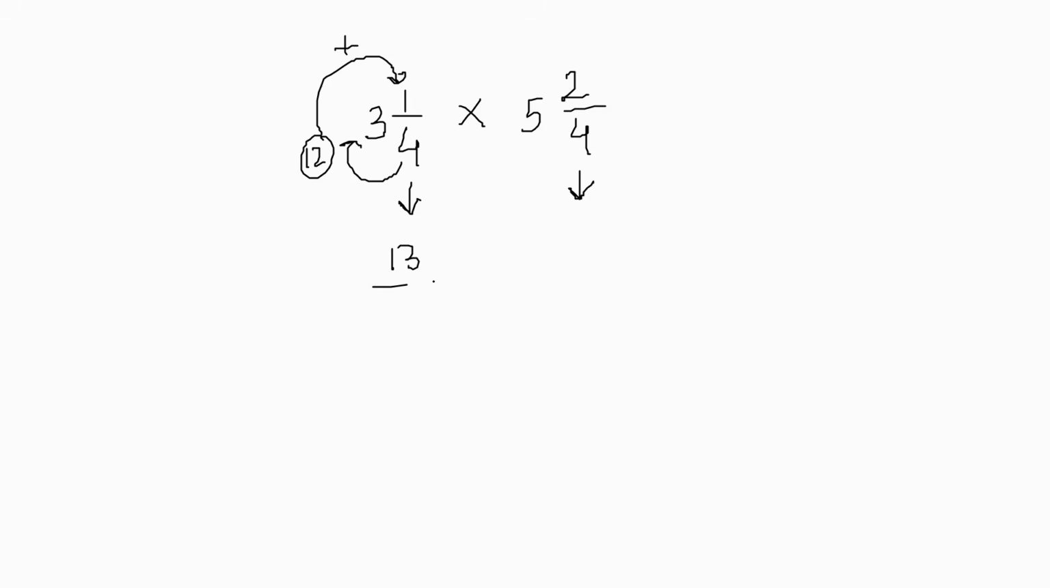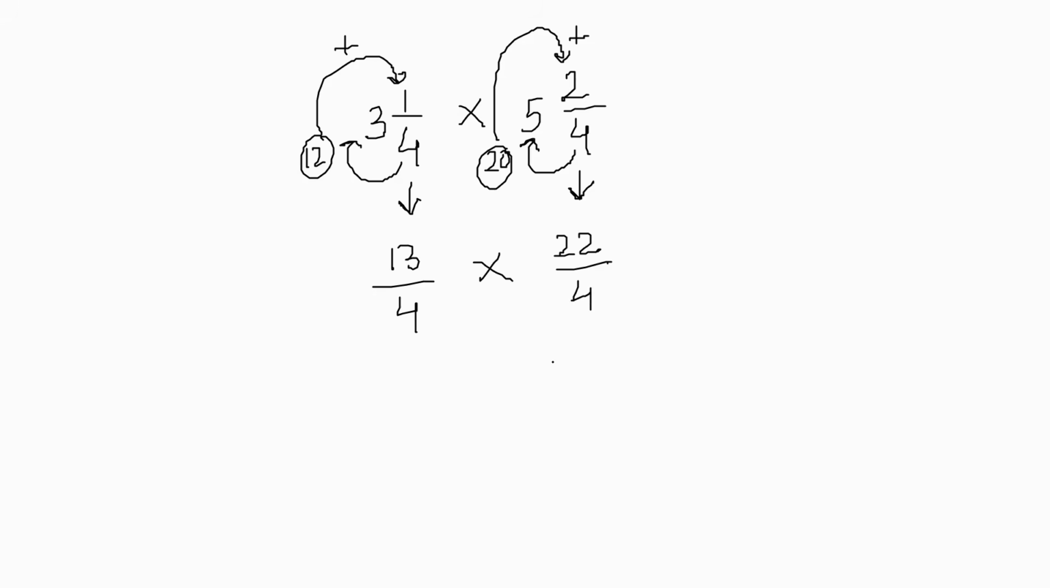Now let's take an example of multiplying a mixed fraction with a mixed fraction. So 3 1/4 multiplied by 5 2/4. We are going to convert our mixed fractions first into improper fractions. For converting that, we will multiply the denominator with the whole number, that becomes 12, and then we'll add the numerator, which becomes 13. So the fraction is 13/4. We are going to do the same with the second fraction. We multiply our denominator with the whole number, that is 20, and then this 20 is added to the numerator, which becomes 22/4.